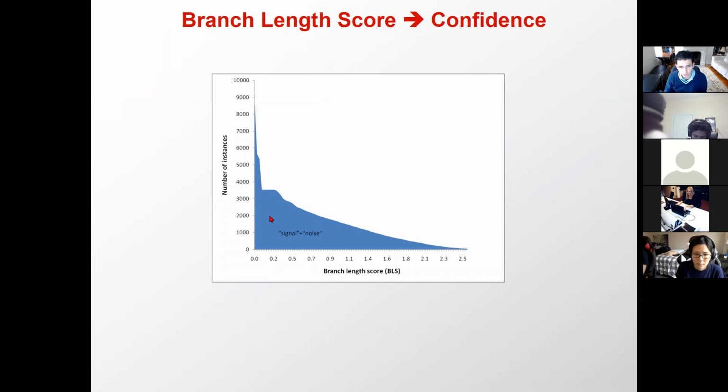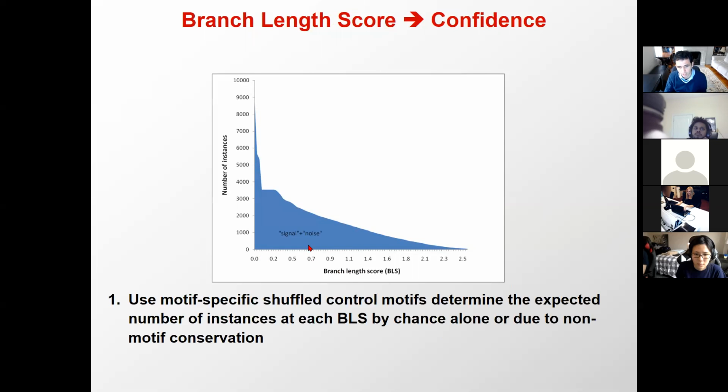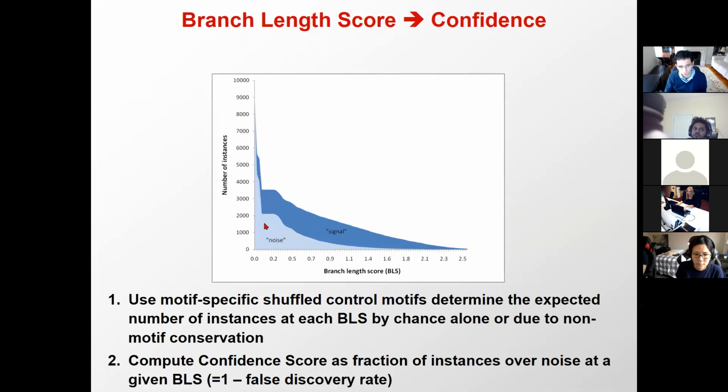So as we mentioned in the regulatory genomics lecture, we can now look at the signal, some of which might actually be noise, versus purely noise. How? By using motif-specific shuffled control motifs to determine the expected number of instances at every branch length score that we would expect by chance alone due to non-motif conservation. And then we can translate that into a confidence score as a fraction of the instances above the noise.